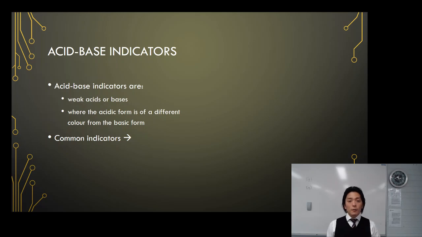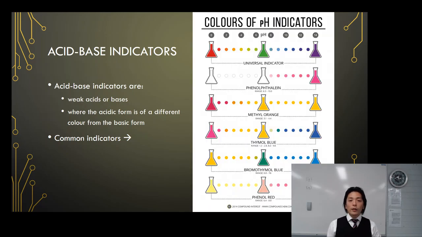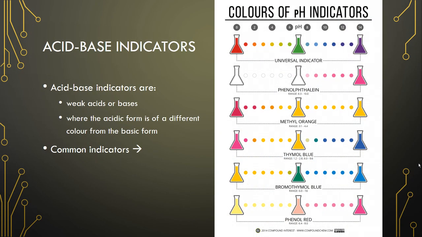Common indicators can be found in this diagram. Now you can try copying that and just using words to indicate what colors they would have. So I'll zoom into that. The universal indicator has a range of colors, like a rainbow from red to purple.